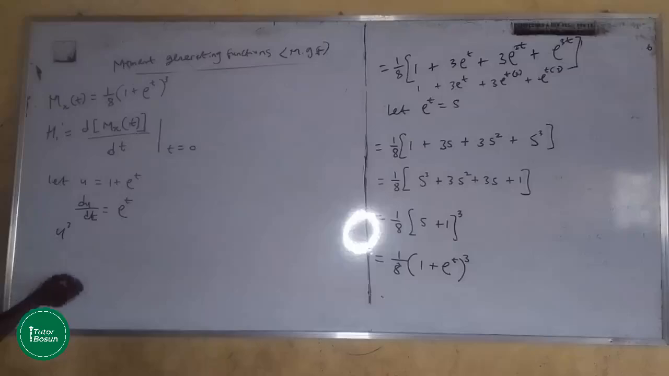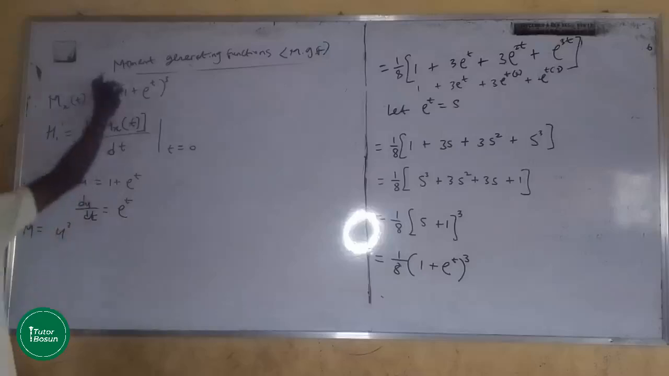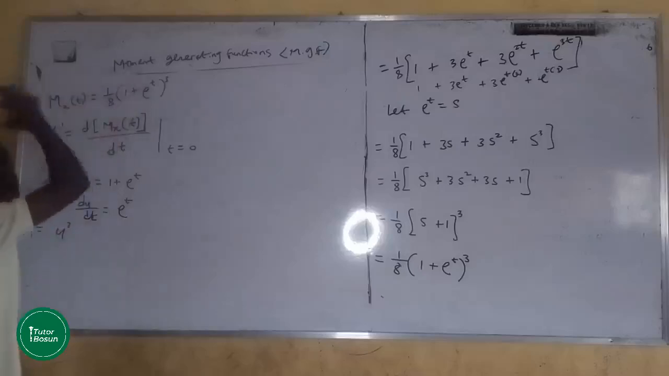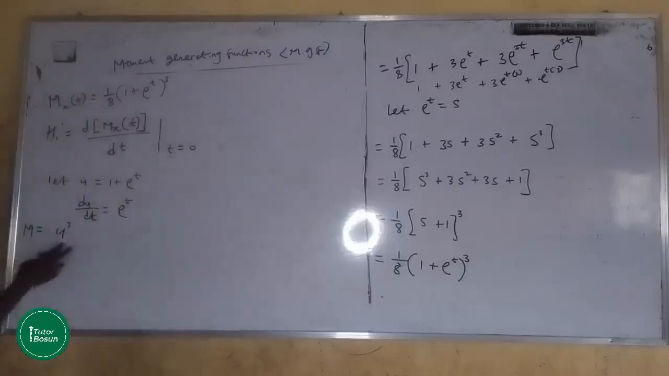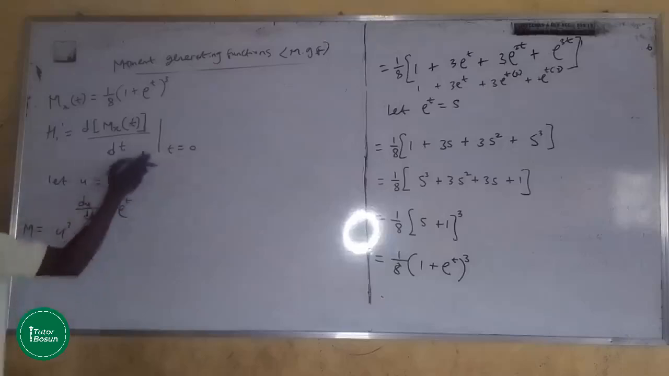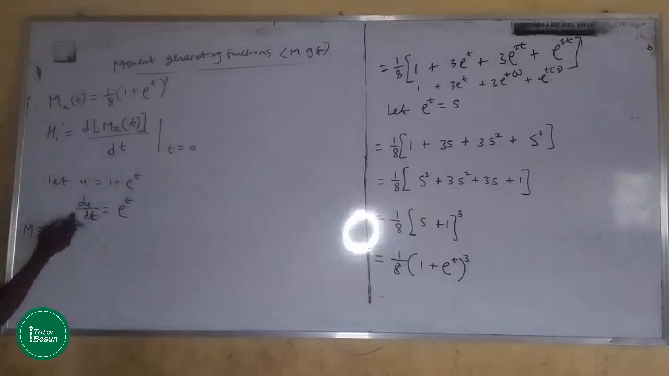So the derivative of u cubed. Let's say m equals u cubed, without considering this constant. I just try to remove this constant for now. We are going to be returning the constant back later. So m is equal to u cubed, because we said u to be 1 plus exponential t.